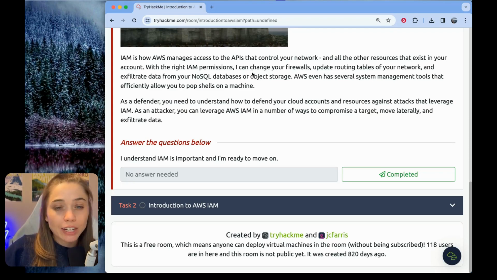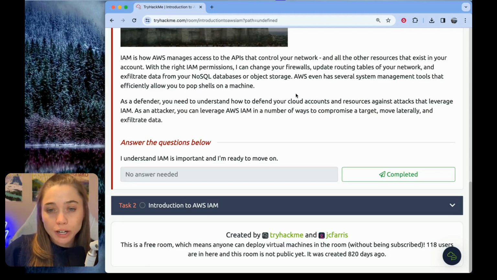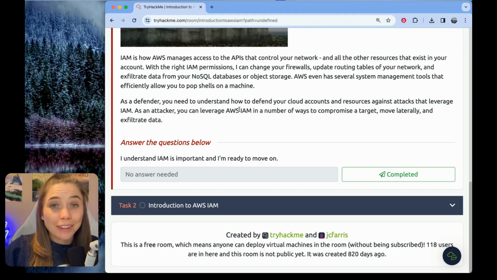Some of the examples they give here with certain IAM permissions, I could change your firewalls, update the routing tables of your network, and exfiltrate your data from your databases or your object storage. And then it says AWS even has several system management tools that efficiently allow you to pop shells on a machine. As a defender, you need to understand how to defend your cloud accounts and resources against attacks that leverage IAM. As an attacker, you can leverage AWS IAM in a number of ways to compromise a target, move laterally, and exfiltrate data. So hence the name of the learning path, Attacking and Defending AWS.